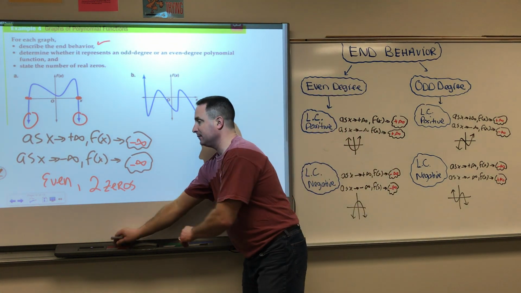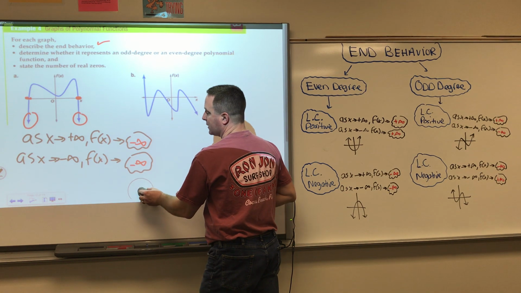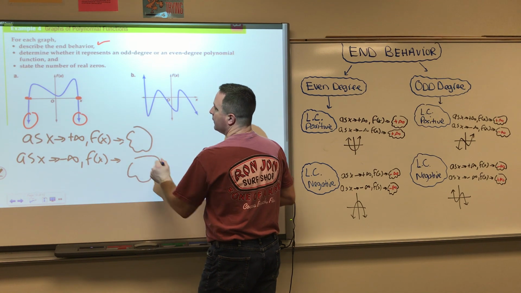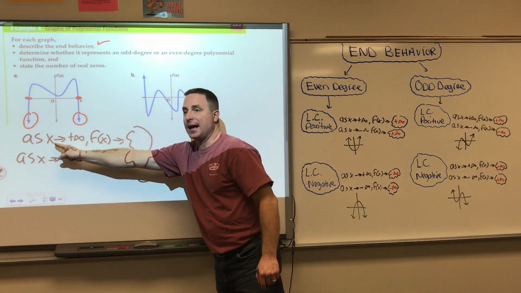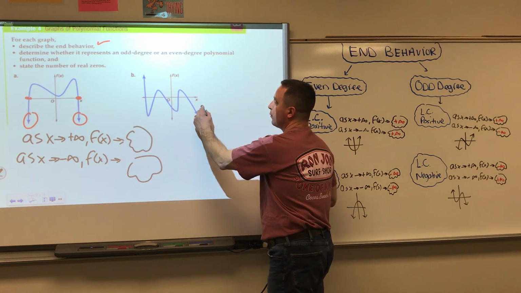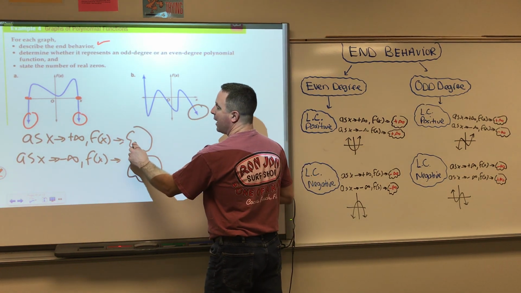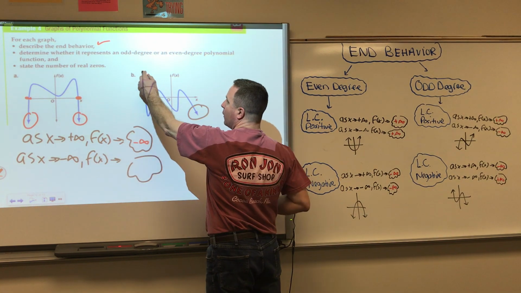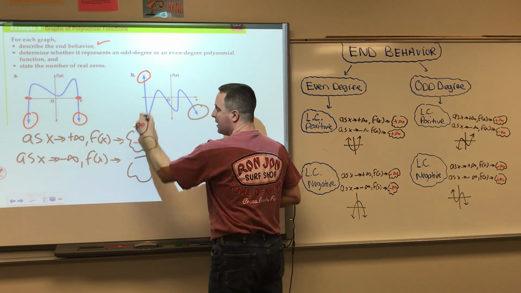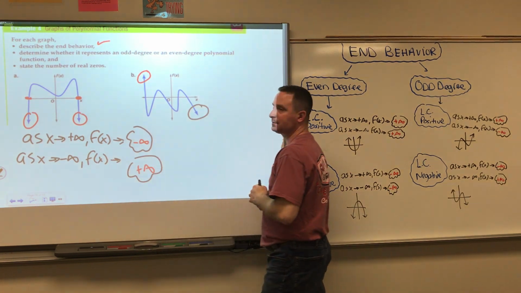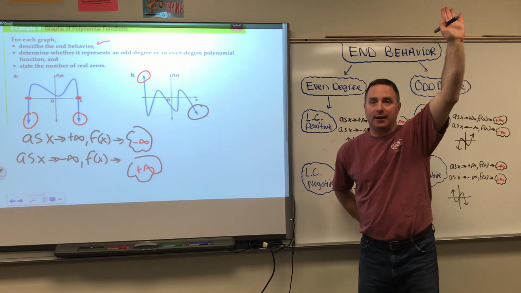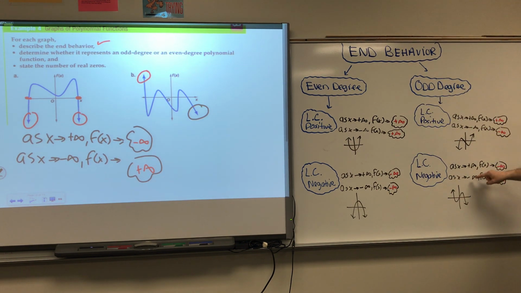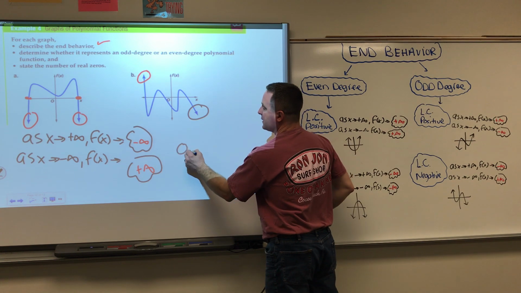Okay, what if I did this one on the right? I'm going to erase this here for a second so I can use my same writing. Let's describe its end behavior. As x goes to positive infinity, as I go to the right, that one's going down again to negative infinity. And as x goes to negative infinity, as I go to the left, that one's going up to positive infinity. Those graphs go in opposite directions. Opposite directions are odd degree polynomials. So for part B, this is an odd degree.